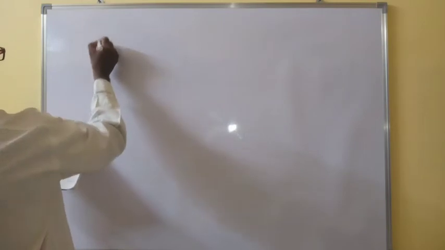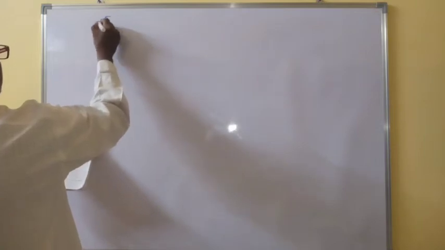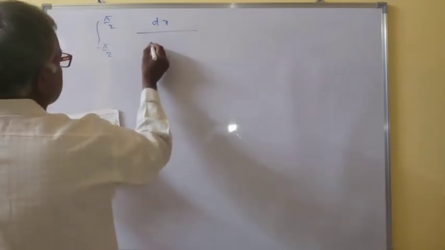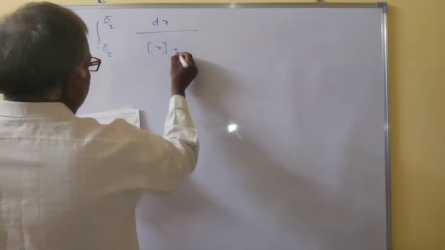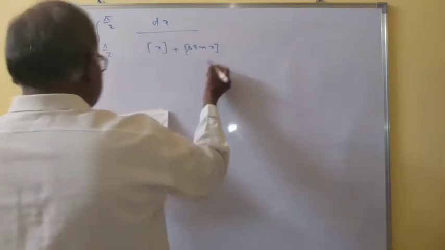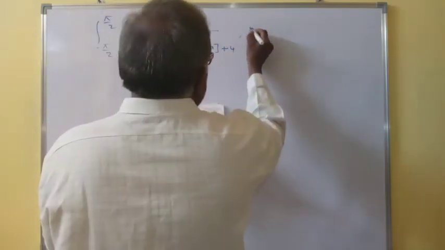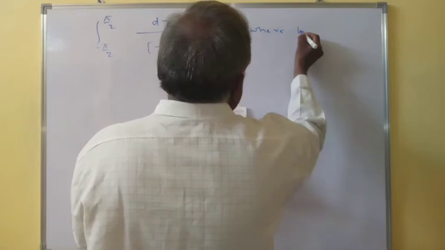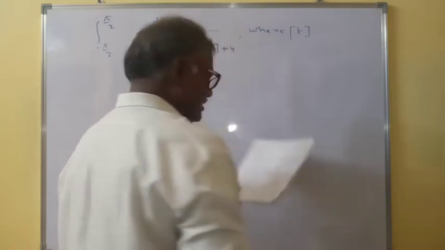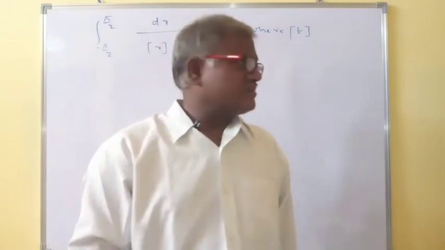Integral from minus pi by 2 to pi by 2, dx divided by [x] plus [sin x] plus 4, where [t] denotes the greatest integer less than or equal to t.